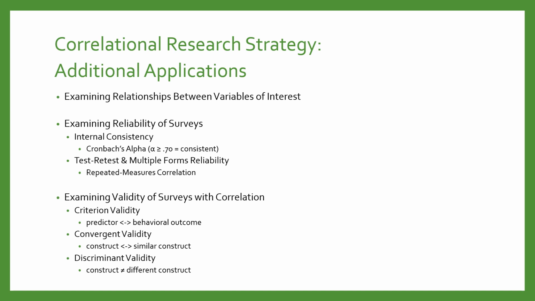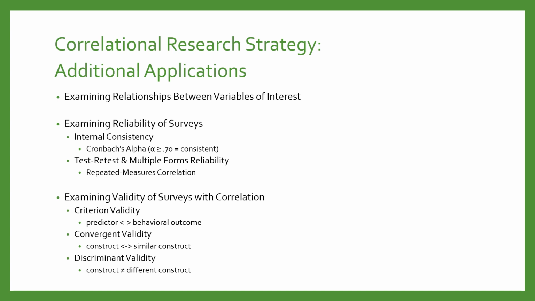Correlation can also be used to examine the validity of surveys. So you can look at criterion validity. You can see if the predictor, your survey, your IV, is related to some sort of behavioral outcome. So for instance, you could make sure that there's a strong correlation between turnover intentions that you measure with a survey and them actually quitting their job 6 months later, right? Is it predicting a real behavior?